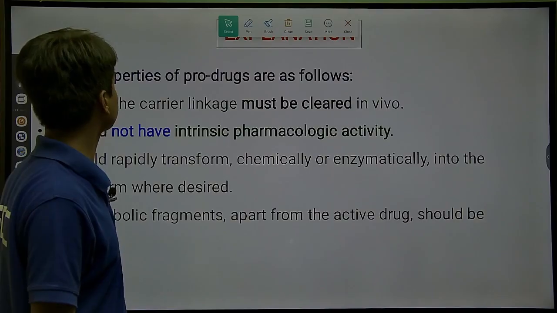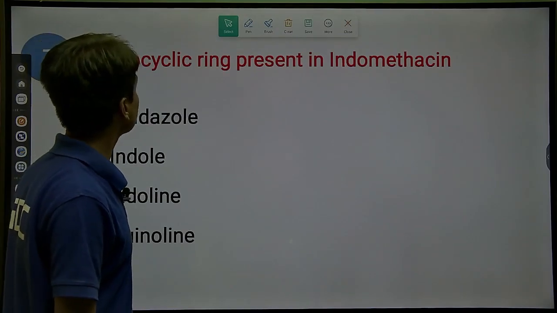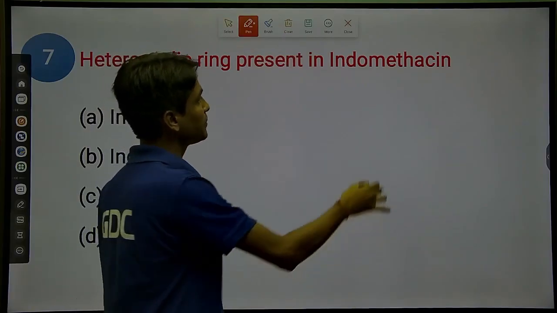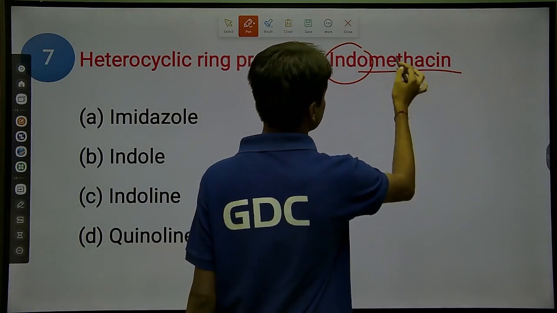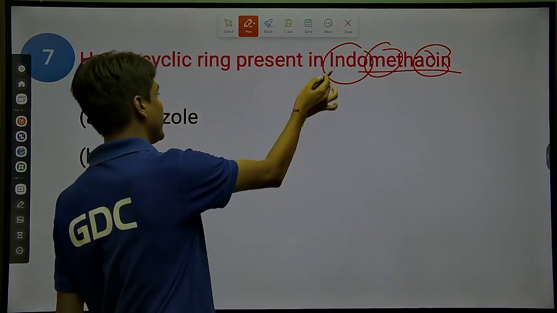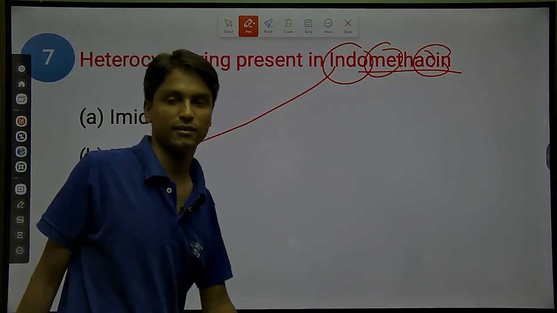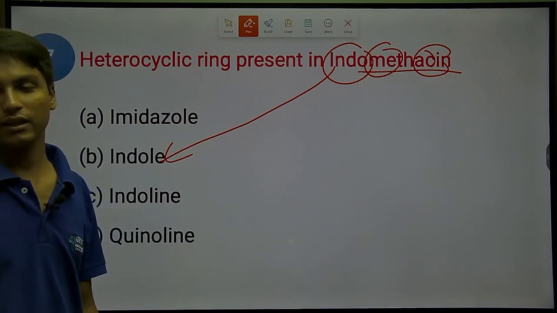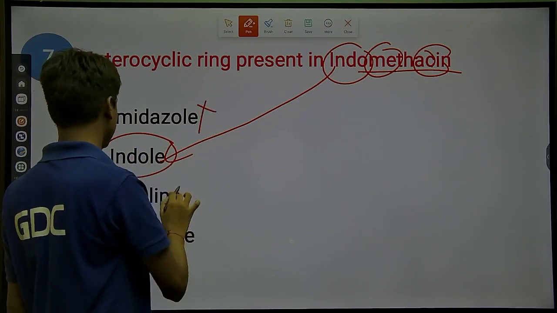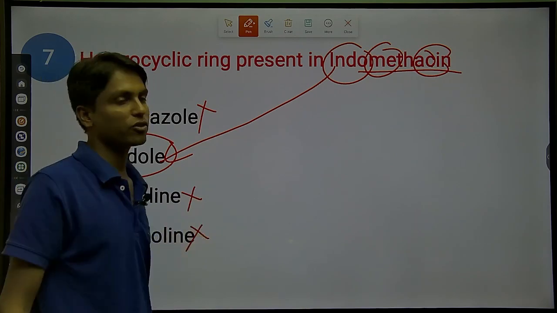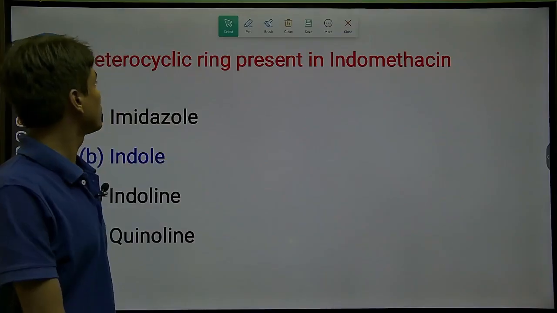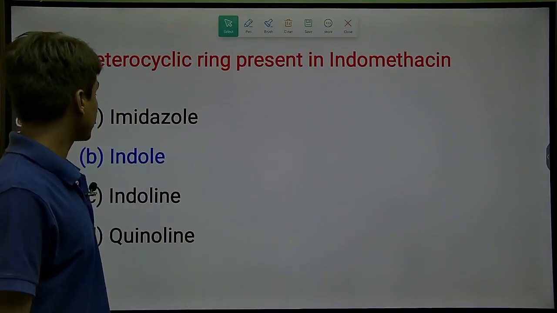Next, heterocyclic ring present in indomethacin. See, in the name itself, indomethacin: indole, methyl group, next AC, nothing but acetic acid. In the indomethacin drug, what is the basic ring that might be there? That is indole, not imidazole, not indoline, not phenoline moiety. So the option is B.